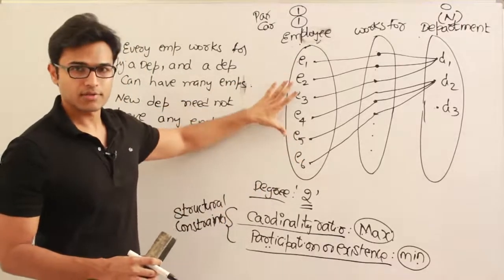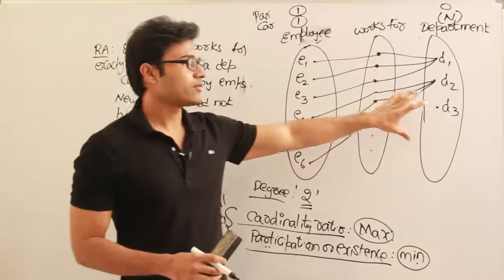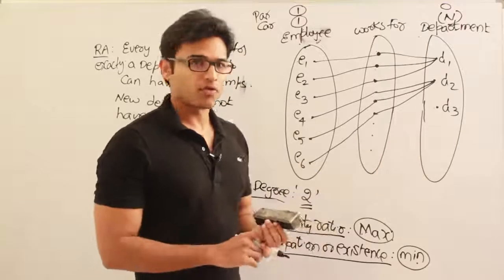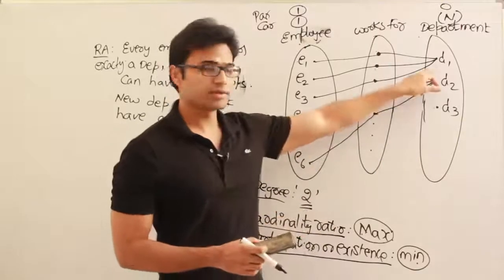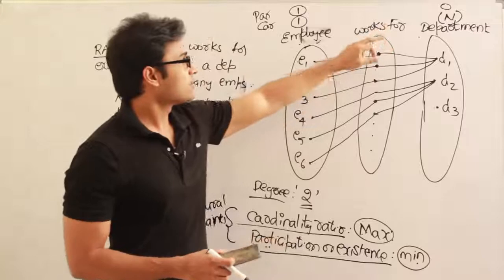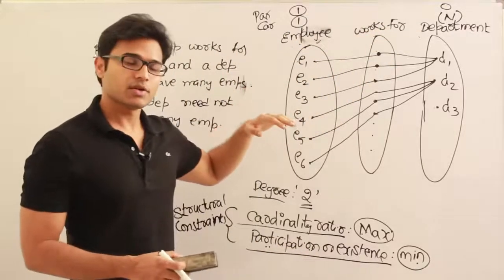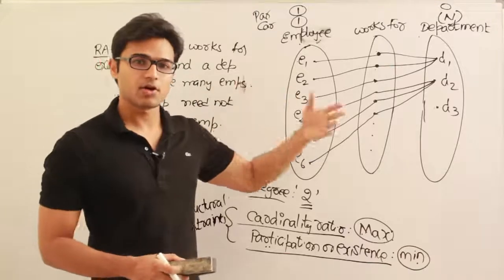I mean, this employee is 1. And what about the cardinality of this one? They said that a department can have many employees. Therefore, the maximum number of relationships this can participate in is n. Got it? And now what about the minimum? That depends on whether they are participating at all or not.